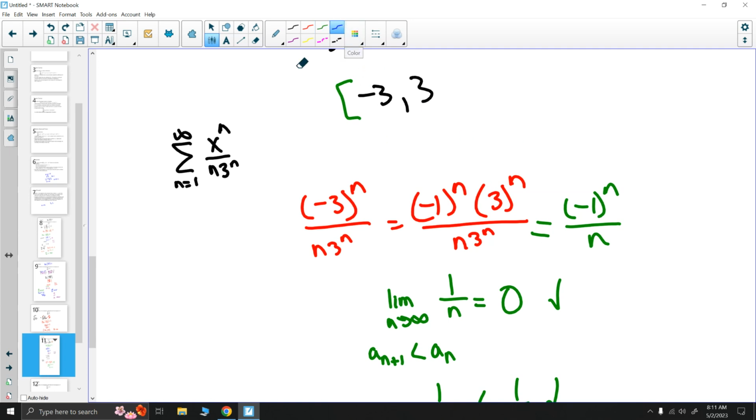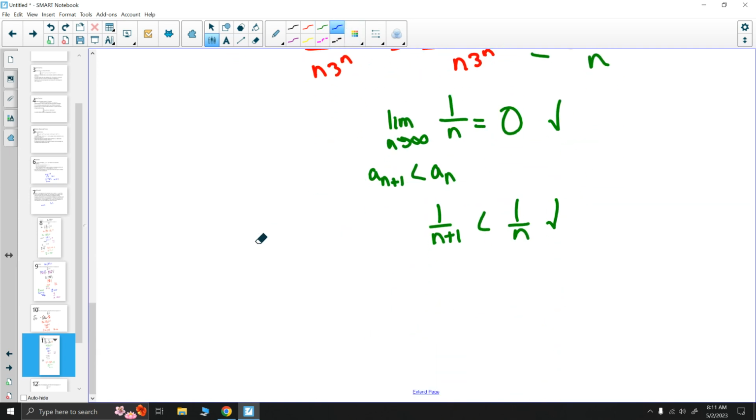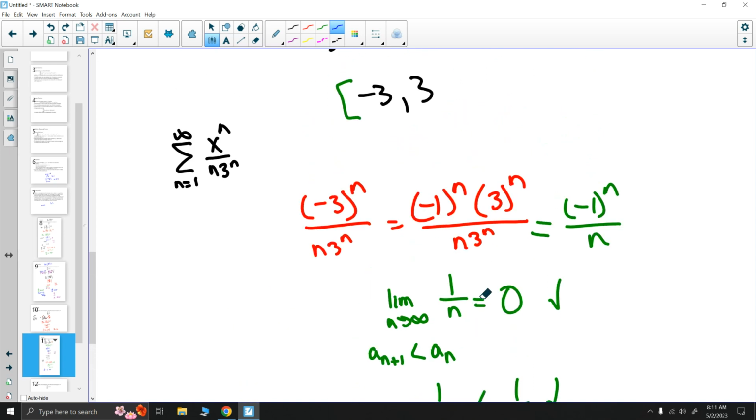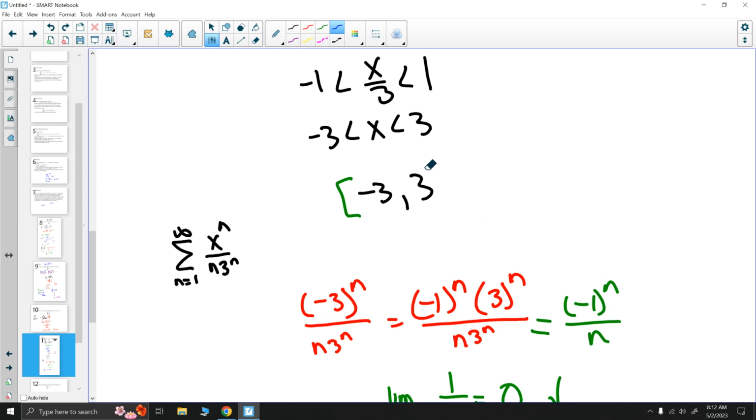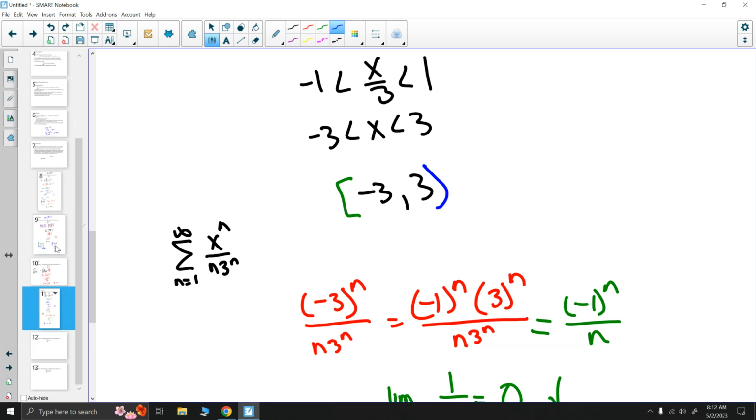Okay, now we're going to try out 3. So we're going to plug 3 into this. We get 3 to the n over n 3 to the n, which would cancel to be 1 over n. This is not alternating. This is just the harmonic series. It diverges. It's a p series. The power is 1, so it doesn't include 3. So this would be our interval of convergence.